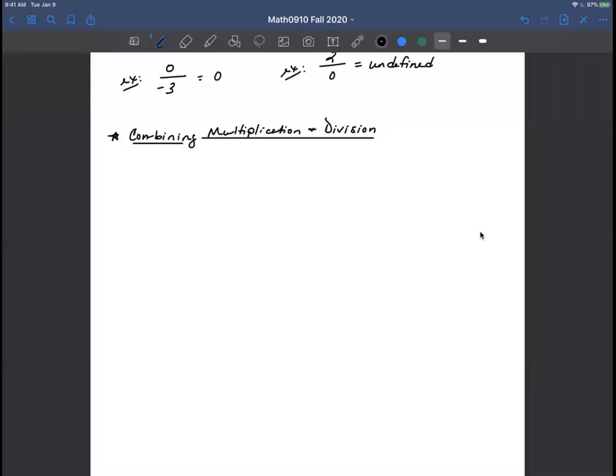Now let's put all of this together. Let's put multiplication and division together. So let's look at a problem like this. We'll take -8 times 6 divided by 3 times 4.